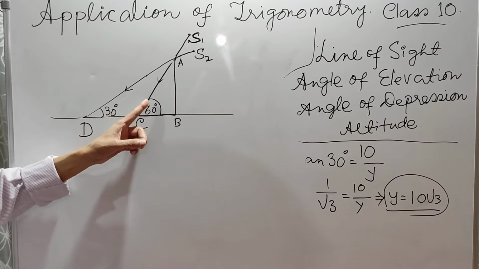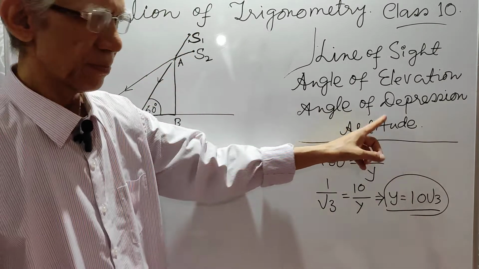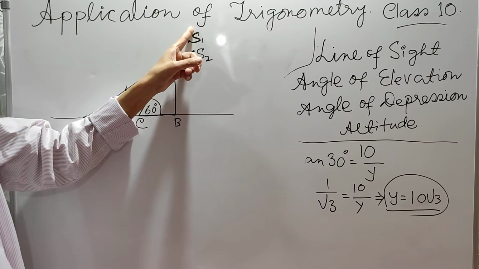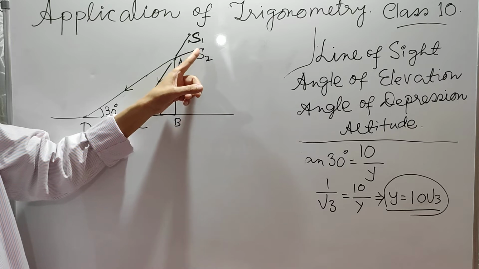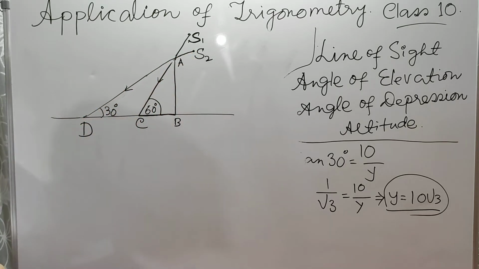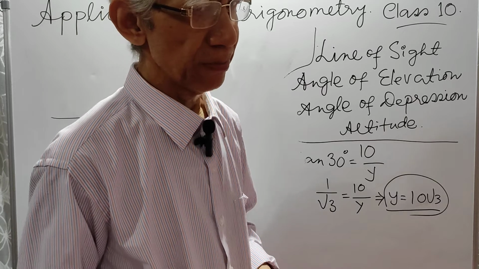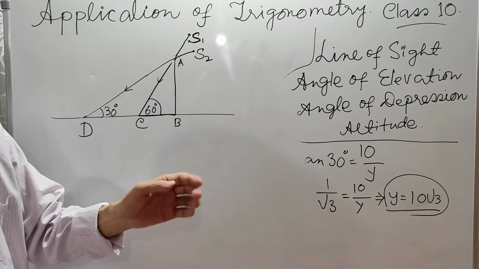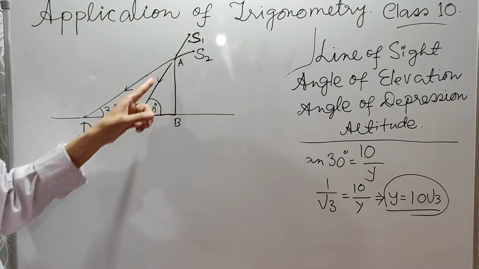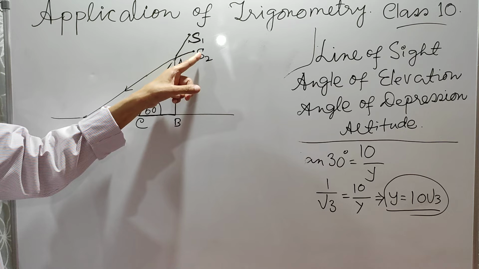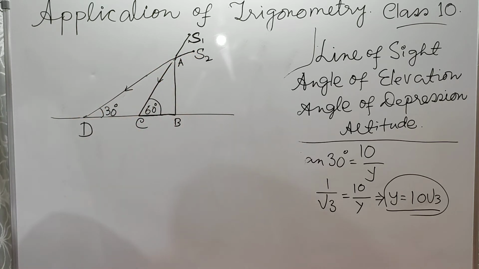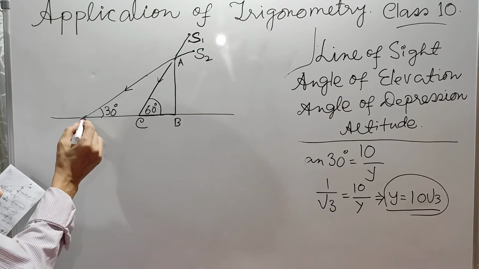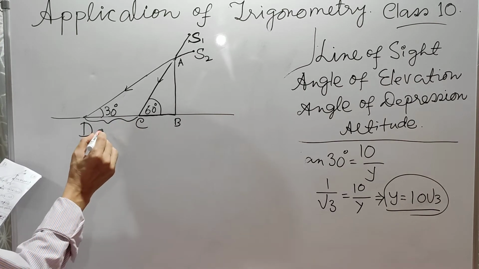Now 60 degree is the altitude of the sun when this is the position of the sun. And after some time when this is the position of the sun, the altitude of the sun is 30 degree. So in the question that is what is mentioned: the altitude of the sun changes from 60 degree to 30 degree. In the beginning it was 60 degree. After some time when the sun went a little bit down, it became 30 degree. So when the sun goes down, the shadow increases. All right. Now the difference between these two shadows is given 20 meter.